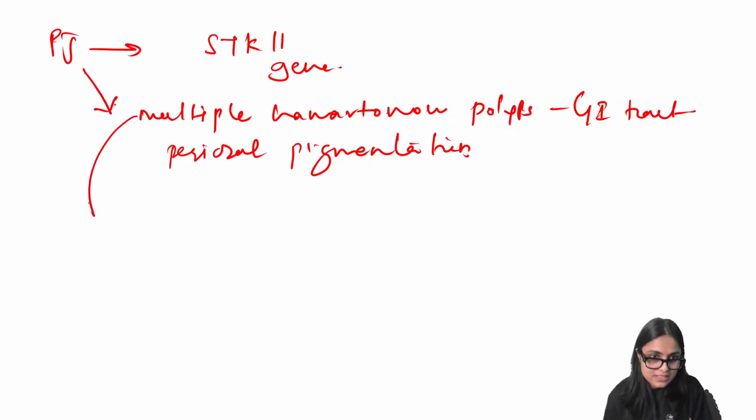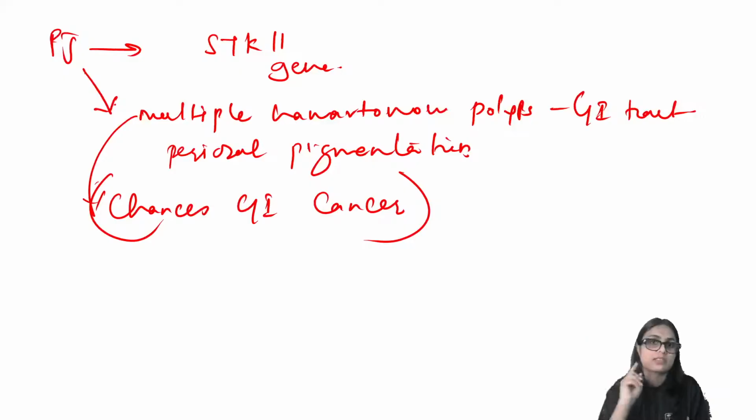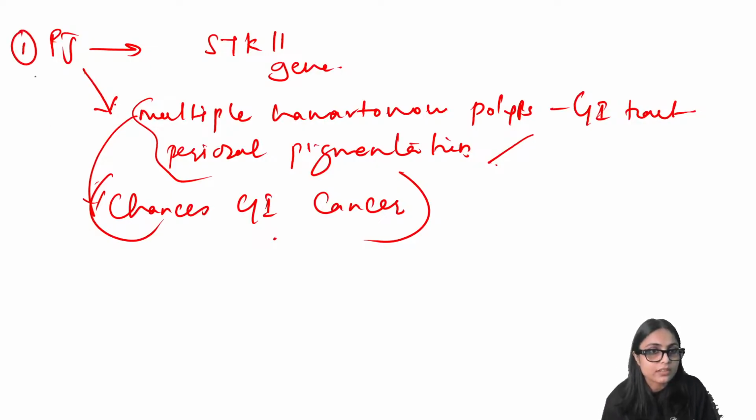Okay, so there are chances of GI tract cancer. This perioral pigmentation which is seen in Peutz Jeghers is not at all malignant. Okay, it is not pre-malignant at all. The polyps which are there affecting the GI tract can be cancerous. Okay, this is Peutz Jeghers.